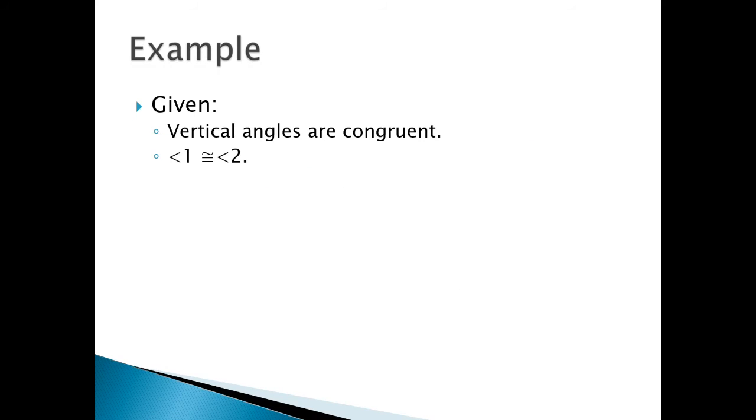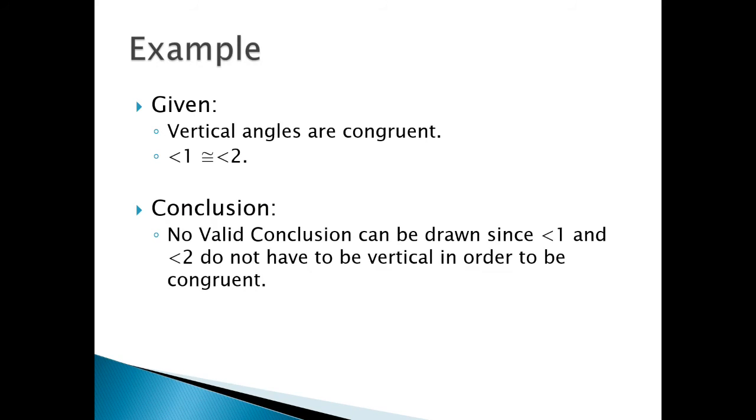Given vertical angles are congruent, angle 1 is congruent to angle 2. And if we look at this, there's no if-then statement. There's not really a lot of information. There is no valid conclusion that can be drawn since angle 1 and angle 2 do not have to be vertical in order to be congruent. They don't even need to be touching. This doesn't have enough information and there would be no valid conclusion.